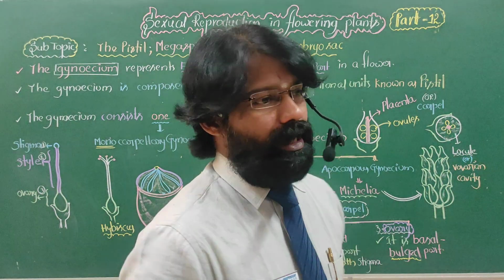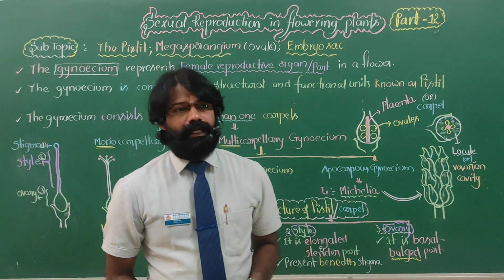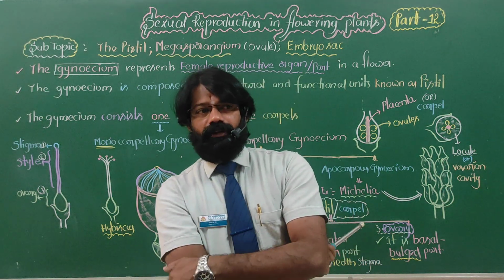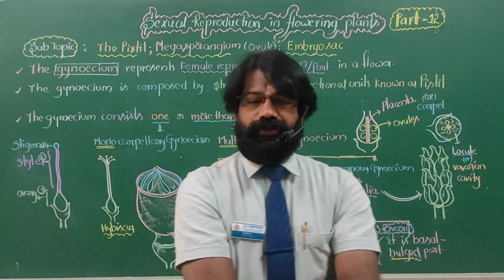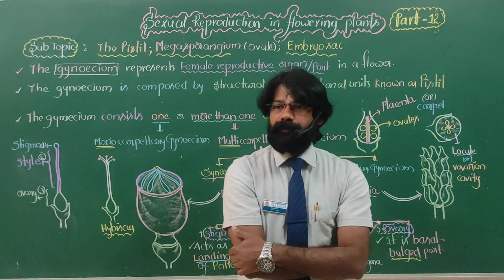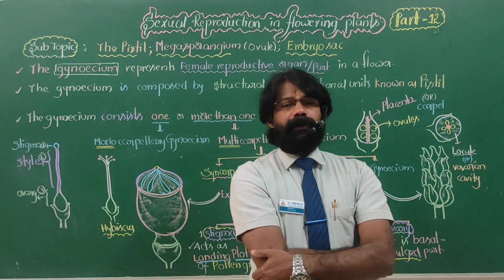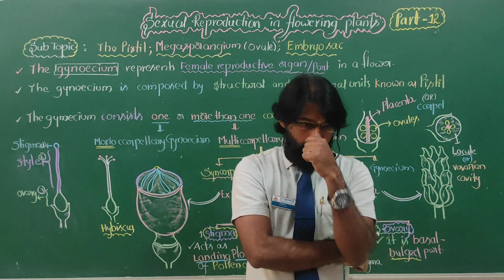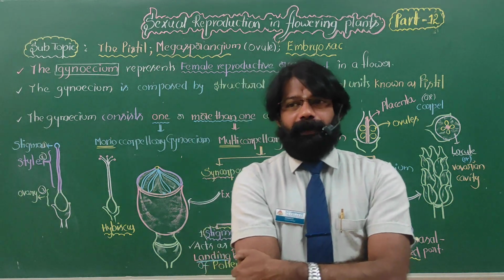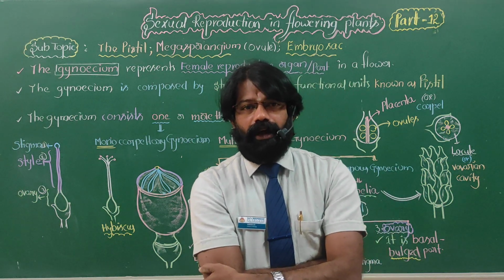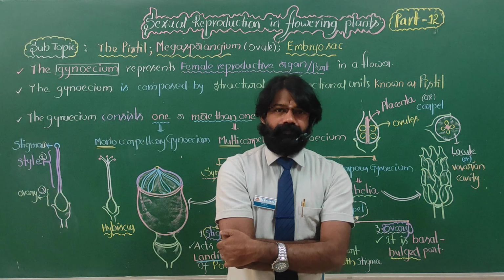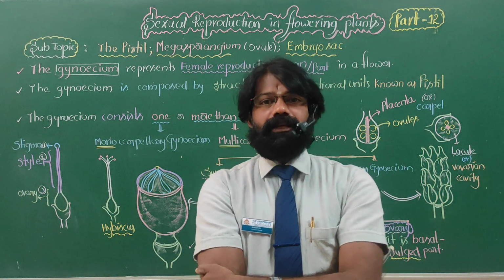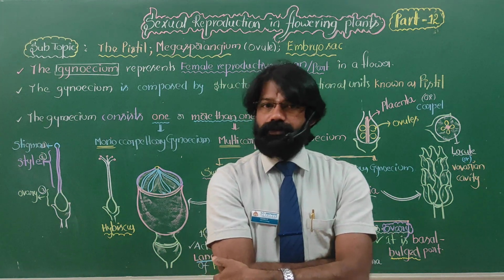Now, today I would like to talk about the continuation part, part 12. In that, we need to discuss the female reproductive system, the female reproductive part. The female reproductive part in the flower is nothing but the gynoecium. What are the parts of the gynoecium? What kind of units is the gynoecium composed of? And what is the major role of the gynoecium? We need to discuss that now.